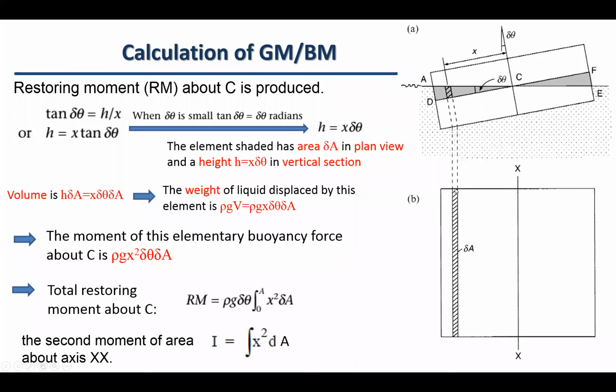And that's the integral of the area, like the two-dimensional integral. But we know that the second moment of the area about the x axis is equal to the integral of x squared dA. So if we substitute here, the restoring moment, or Rm, as we wrote it in the acronym, is equal to rho g delta theta I. This is part of proving the formula. So Rm is equal to rho g delta theta I, the second moment of the area that we just proved here.